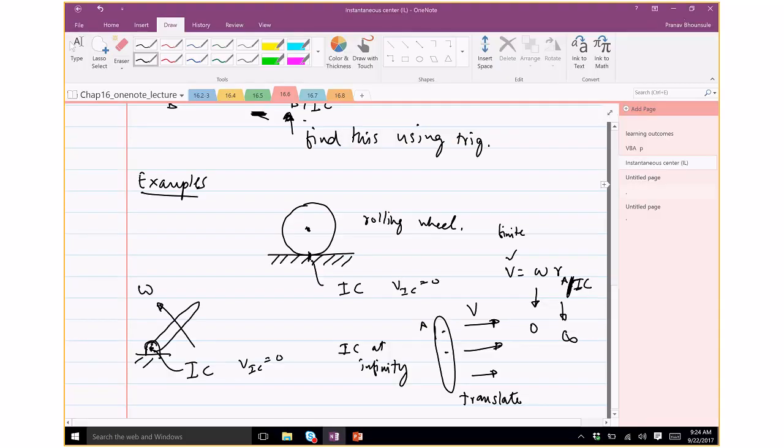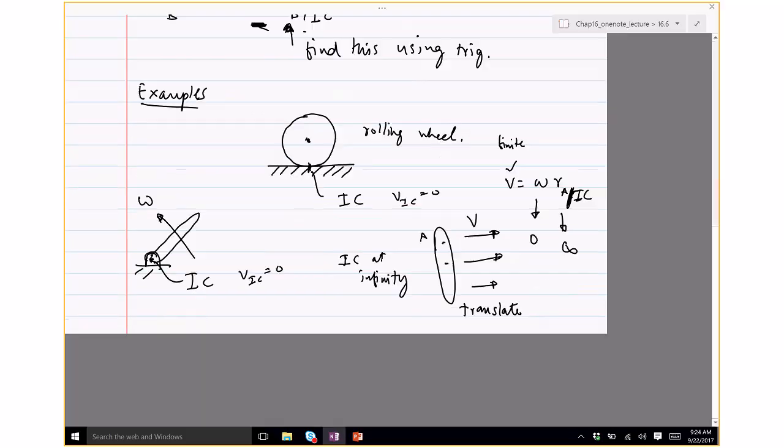Could you explain just really quick about the IC for a rolling wheel? Yes, when a wheel rolls, any point is moving with a speed. This point is moving, in fact, in a horizontal direction, given by omega times r, right? The only point which is at rest, which is not moving, is this point. It's not slipping, so it's rolling. So that has to be the IC. Velocity of this point is 0.